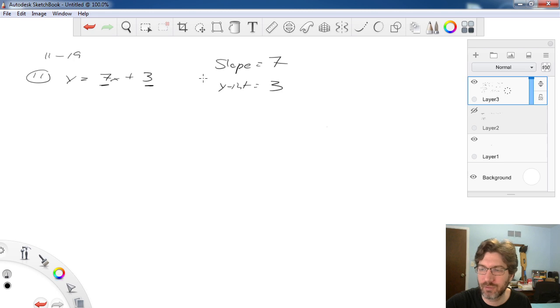Do you have to do the y-intercepts for 3 through 8? You don't have to. It's just asking for slope.